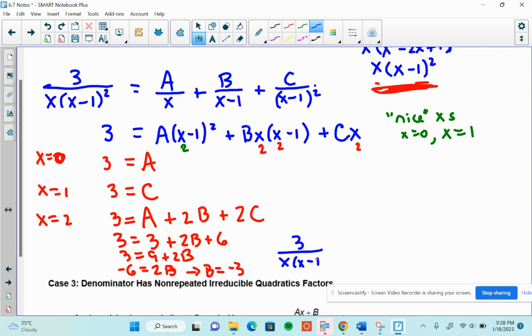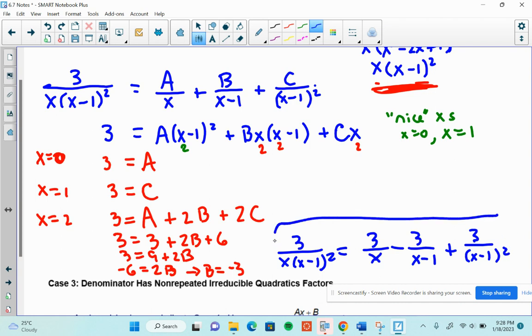All right, and then our final thing to do here is rewrite the fraction as a over x, a was 3, plus b over x minus 1, b was negative 3. So I think instead of writing plus negative, I'll just write that as minus 3 over x minus 1, and then plus c over x minus 1 squared. And we're done.